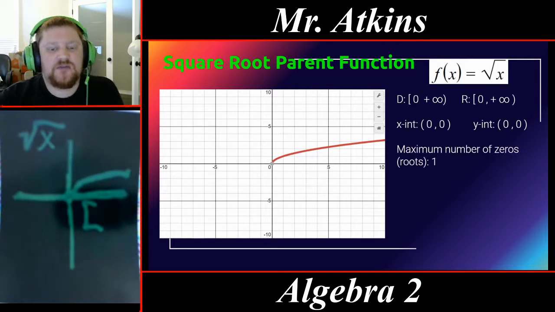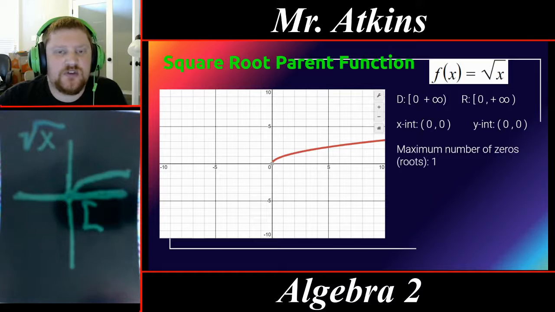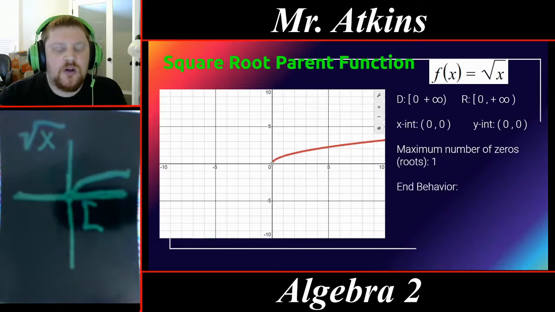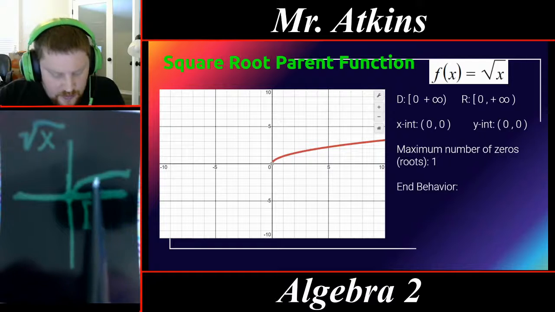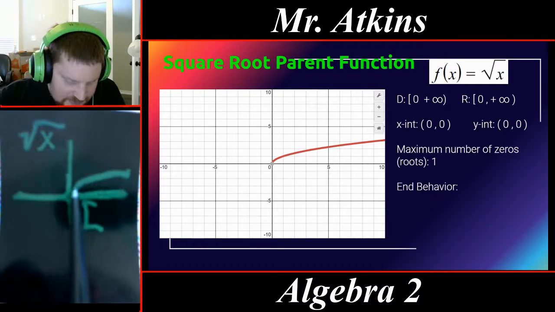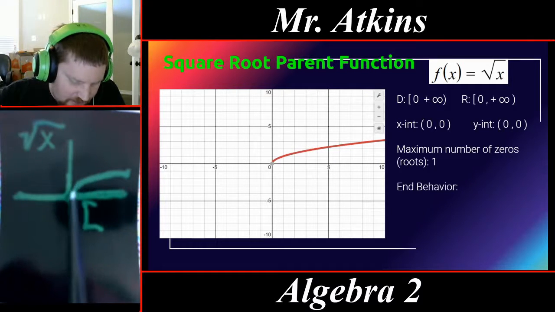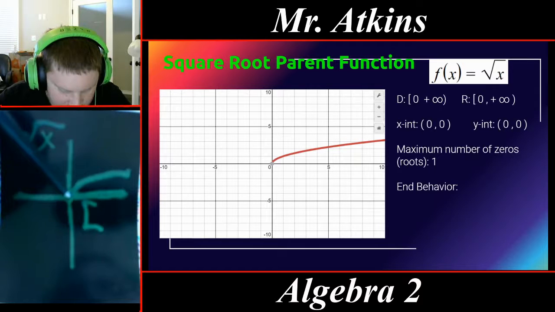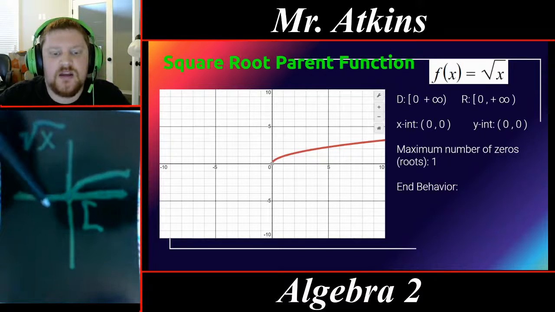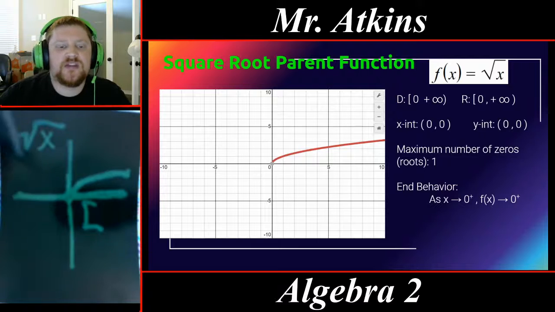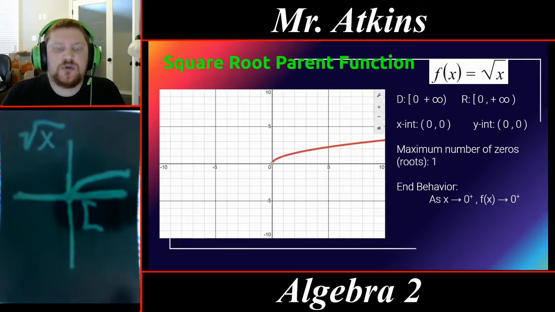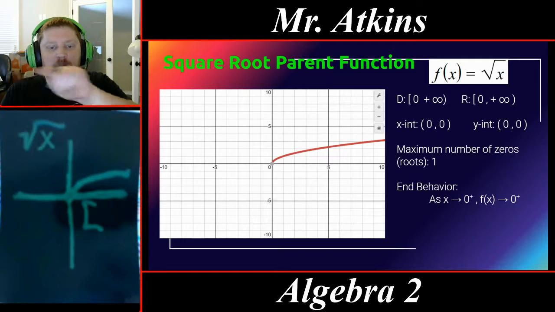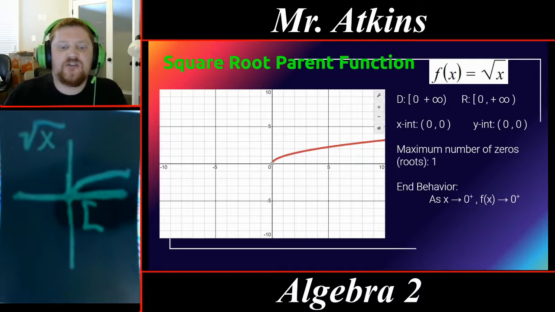Now, end behavior for this graph is a little different than we've seen before. So we notice that we're only coming from one side. As we go to the left, we're approaching 0 with x. And as we approach 0 for x, we're getting closer and closer to 0 for y. So the way this is written, as x approaches 0 from the positive side, f of x approaches 0 from the positive side.